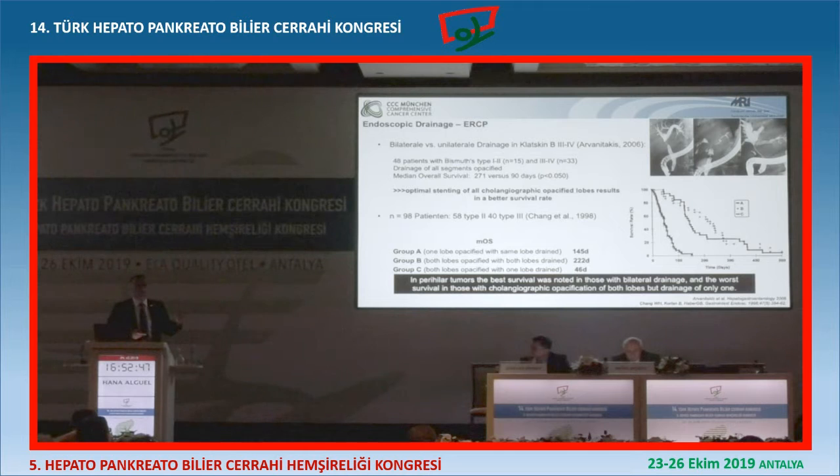But if you do ERCP and you have the opacification of the segments, you should try to drain them, because those patients who had opacified both lobes and drained both lobes had the best outcome, meaning that optimal stenting of all cholangiographic opacified lobes results in a better survival, also shown here in the graph. So as a gastroenterologist doing endoscopy, you can offer drainage, but you should do it properly, and you should not try to opacify all lobes and then not be able to offer drainage, because that will deteriorate the outcome in these patients.